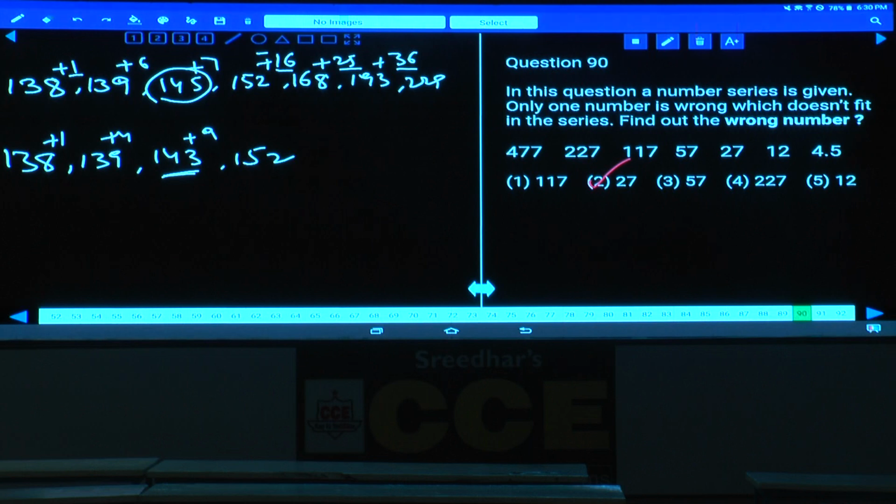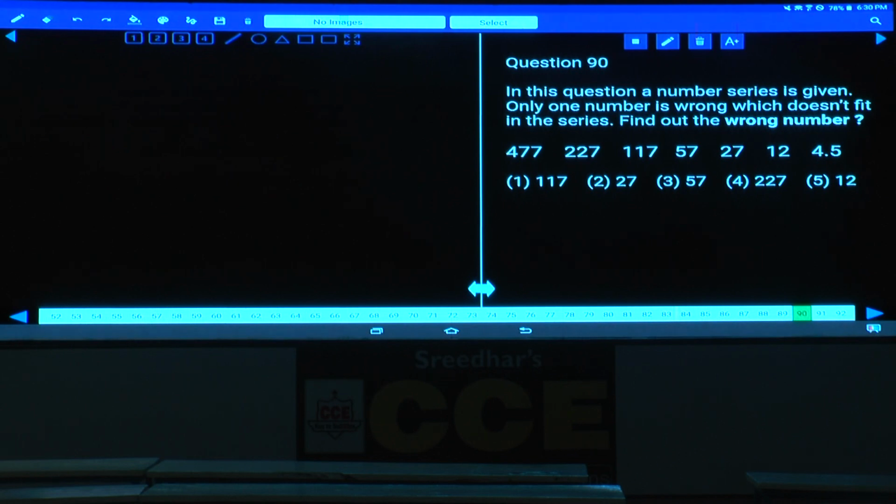Now in this question number 90, 4.5, 12 and so on. Whenever the numbers are in decreasing order, we should always start in the reverse order. 4.5, 12, 27, 57, 117, 227 and 477. Now starting with 4.5 and increasing to 477, the number has increased very fast. It must be under product or combination. Product is not possible, hence combination.